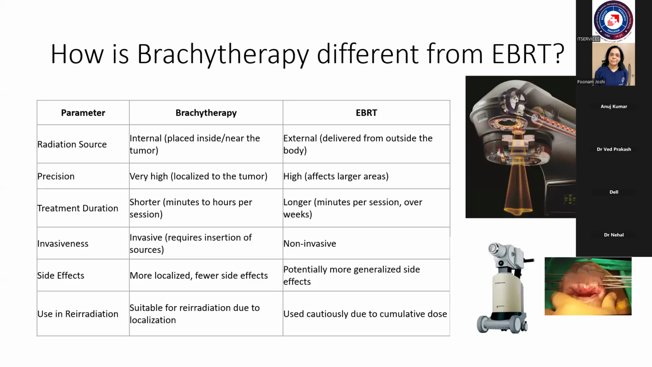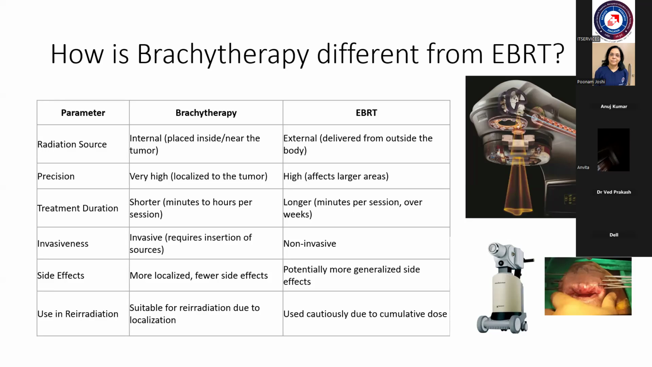So, what is the difference between brachytherapy and external beam radiation therapy? In brachytherapy, the radiation source is placed internally. That is why we call it internal radiation. In external beam radiation therapy, it is delivered from outside the body. The precision is quite high in brachytherapy because we place the radioactive sources directly in contact with the tumor tissue. In EBRT also, we have a high precision. Treatment duration is shorter in brachytherapy, depending upon the type of technique that we use, and in EBRT, it is longer.